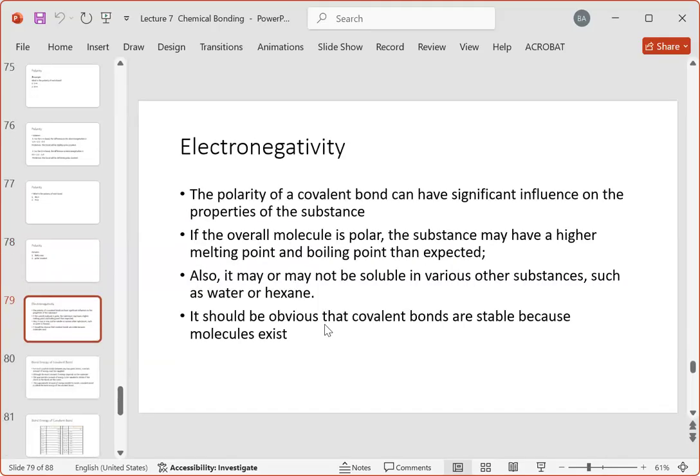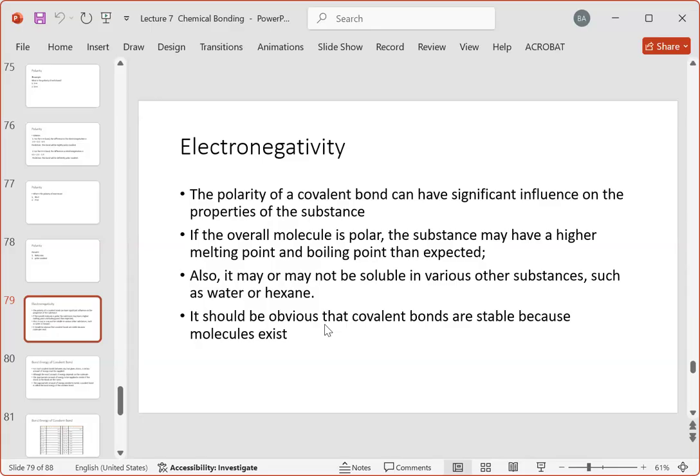So the polarity of a covalent bond can have significant influence on the properties of the substance. If the overall molecule is polar, the substance may have a higher melting point and boiling point than expected. Also, it may or may not be soluble in various other substances such as water or hexane.